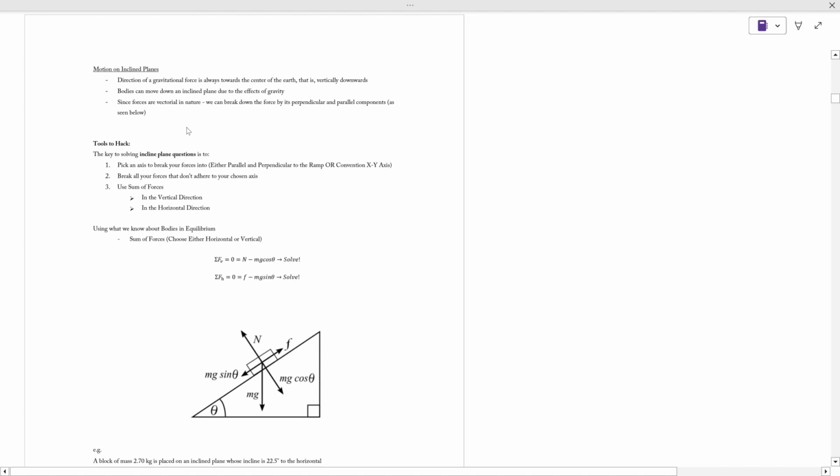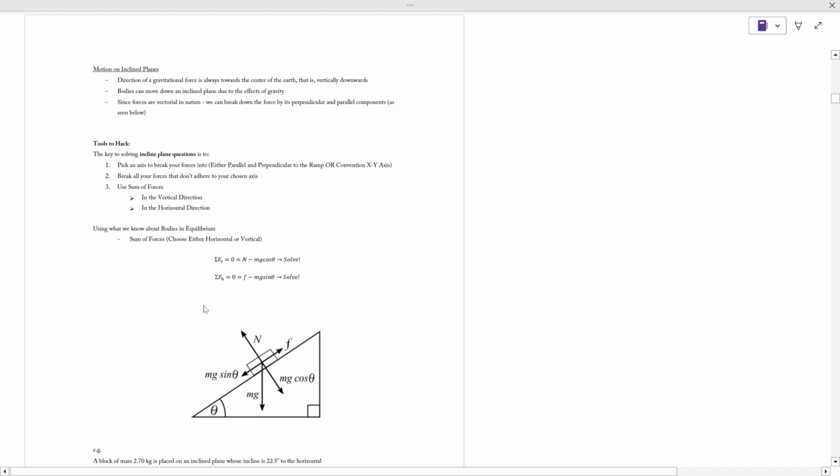Since forces are vectorial in nature, we can break down the force into its perpendicular and parallel components, as seen below. We'll get into it in a bit. So, tools to hack. The key to solving inclined plane questions is, first, to pick an axis to break your forces into, either parallel and perpendicular to the ramp, or the conventional XY axes.